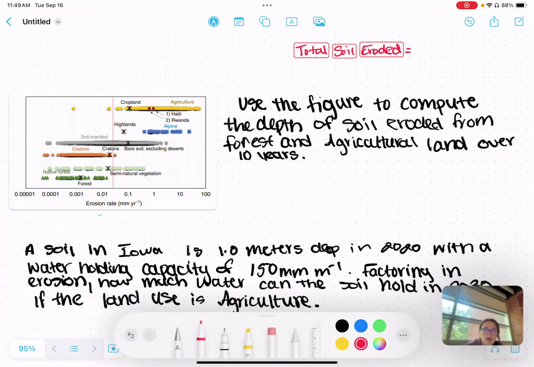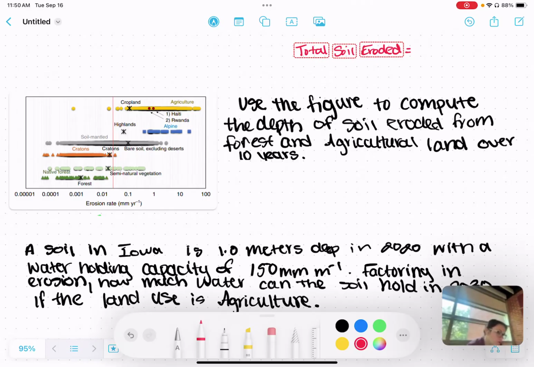Part A of the in-class assignment is asking us to use this figure to compute the depth of soil eroded, so the amount of soil eroded over 10 years, given two different land uses, either a forest or agriculture. What we're going to do first is develop how we determine the total amount of soil eroded. Maybe it's not intuitive for everyone. So that's what we're going to fill in up here at the top.